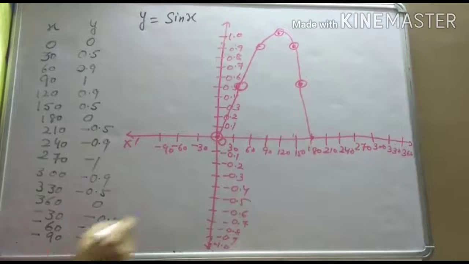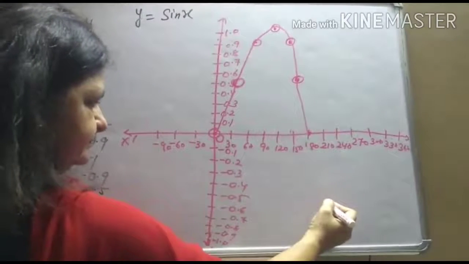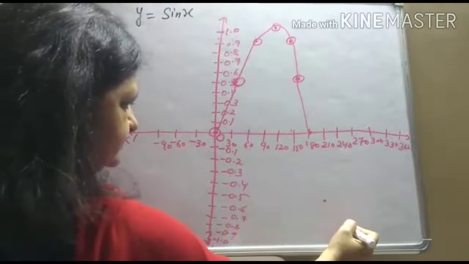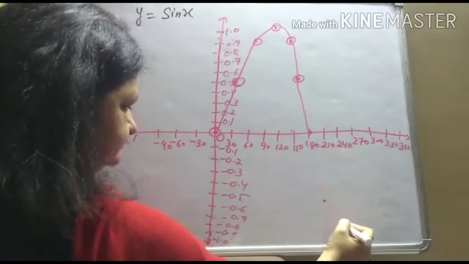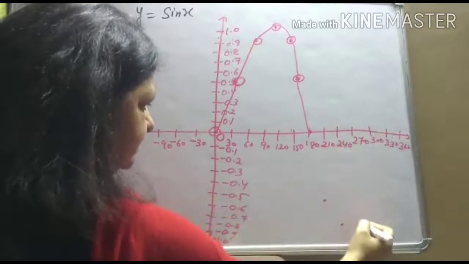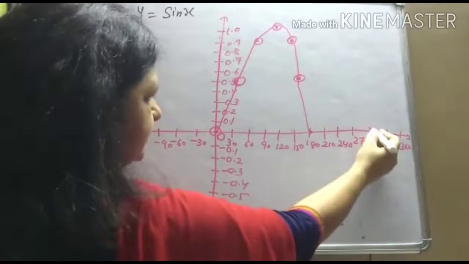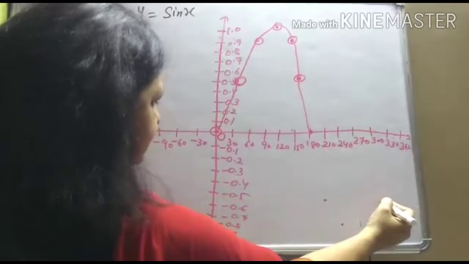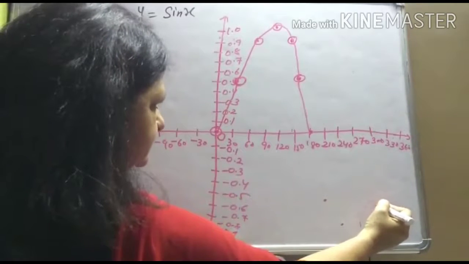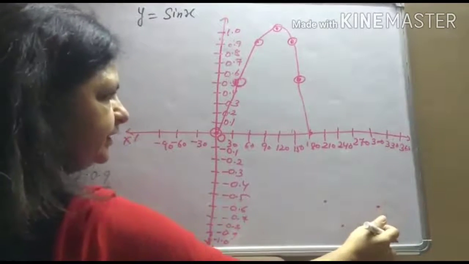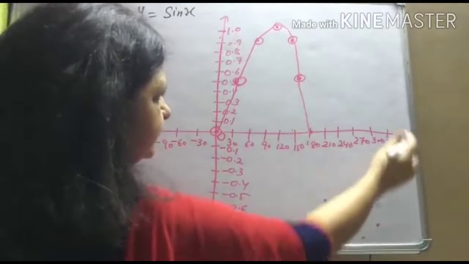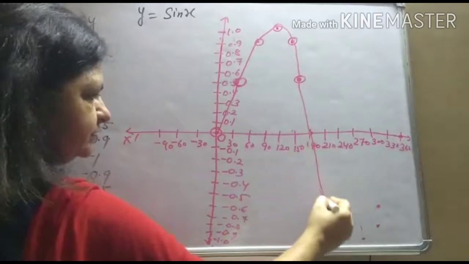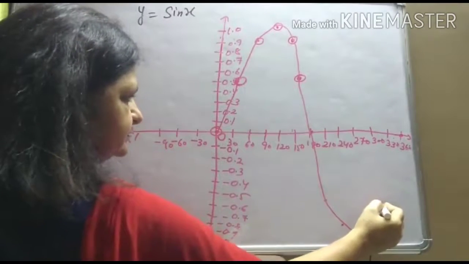Now 210 is minus 0.5. 240 is minus 0.9. 270 is minus 1. 300 is minus 0.9 and 330 is minus 0.5. Then 360 is again 0. Then we can join them like this.